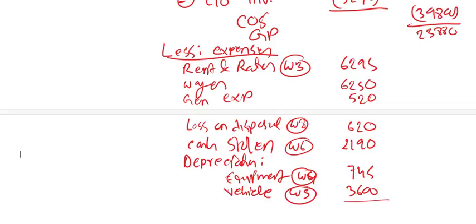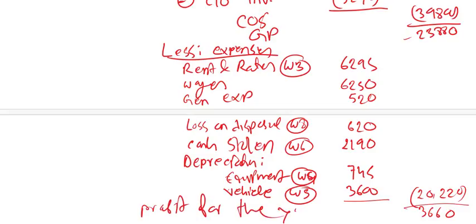If we add up these figures, 6295 plus 6250 plus 520 plus 620 plus 2190 plus 745 plus 3600, I get total expenses of 20220. You take that away from your gross profit, and 3660 is your profit for the year.